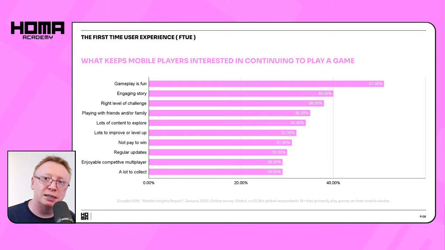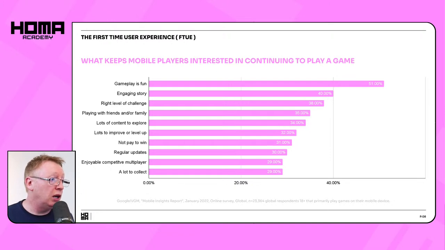Not sure it was that intelligent. But the point is, it's that right level of challenge. So both charts showed how important that is. The social aspect comes in next, 35%. Something, certainly when we're looking at prototypes, probably not going to get involved in. So I think we can ignore that.